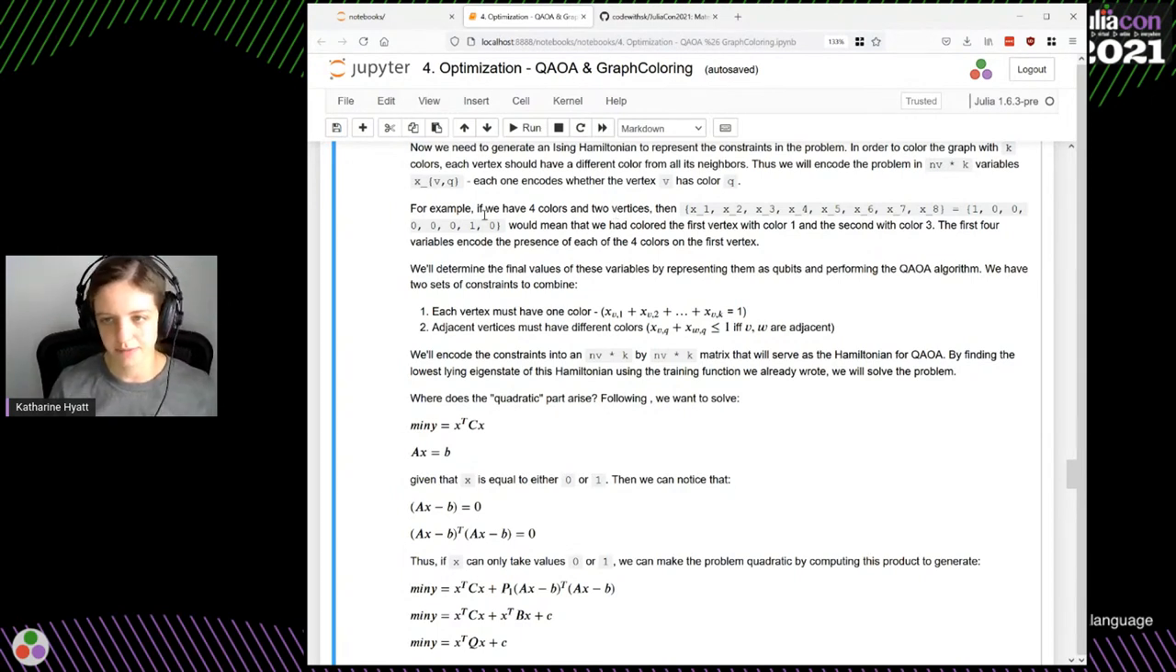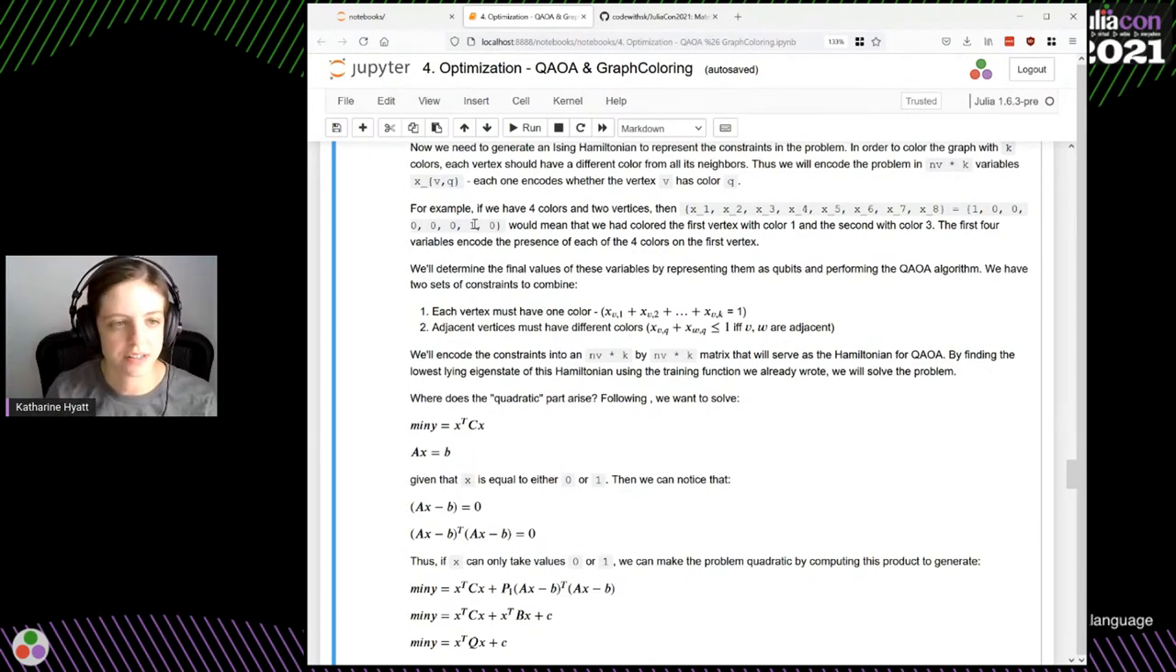So here I've created an example. If we had 4 colors and 2 vertices, the first 4 elements in this vector represent the 4 possible colors on vertex 1. And the second 4 elements in this vector represent the 4 possible colors on vertex 2. So in this specific example, the first variable is 1, and the second to last variable is also 1. What this would mean is that the first vertex has color 1 and the second vertex has color 3. In the interest of time, I'm going to proceed. But if that isn't obvious, stare at this for a little bit, and it should become a little more clear.